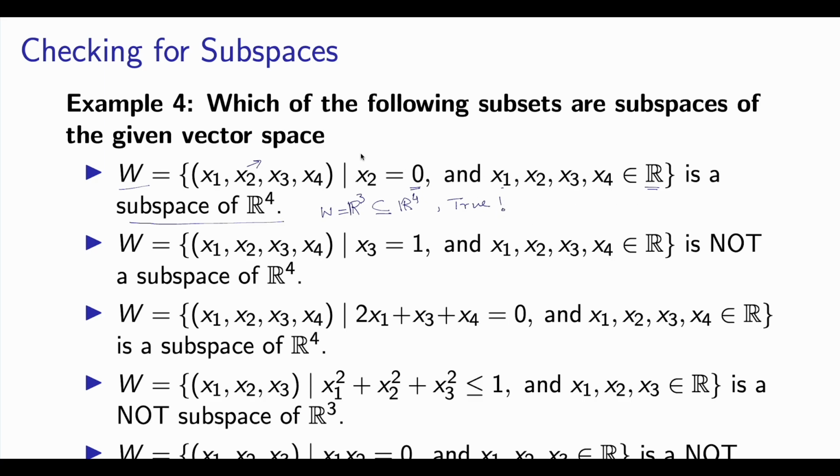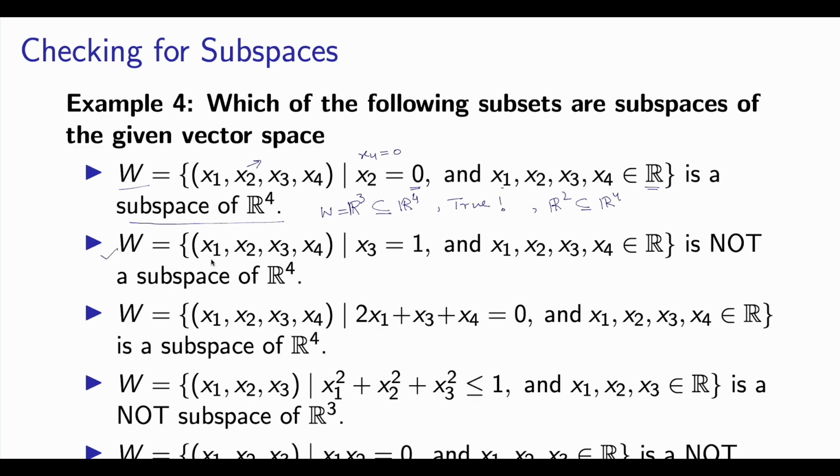If I update this problem so that x4 is also equal to 0, then this becomes R2 actually, right? And which is of course clearly a subset of R4. Then again all properties are going to be satisfied. So this is going to be a subspace, right?